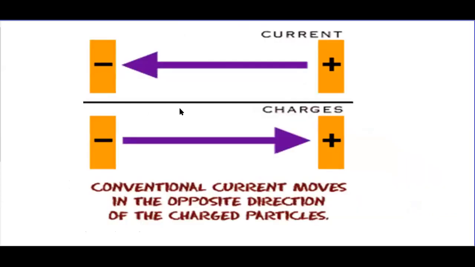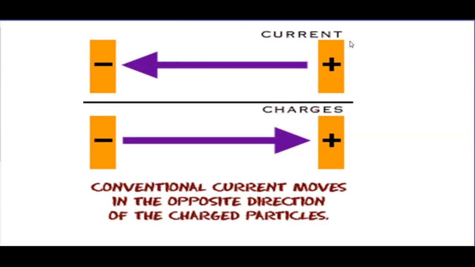Now, there's two ways of looking at current. There's conventional flow, how it was first invented. It was first thought that flow would be kind of like a waterfall. It'd go from the high elevation of water to the lower elevation. That's how waterfalls work, and that is how current was first thought of.